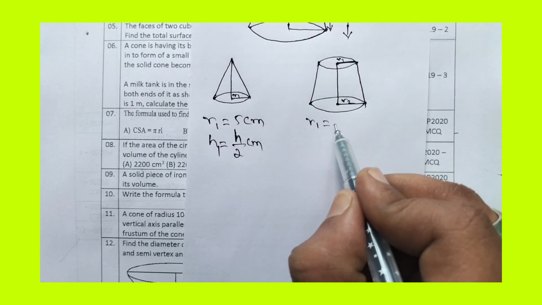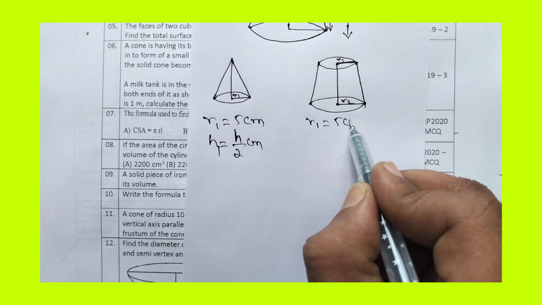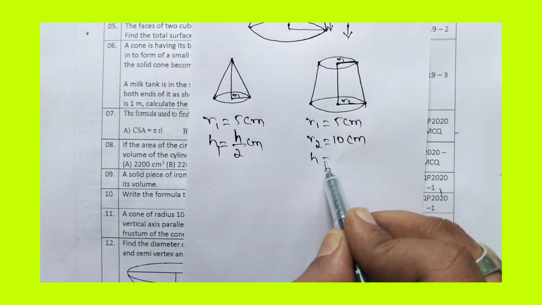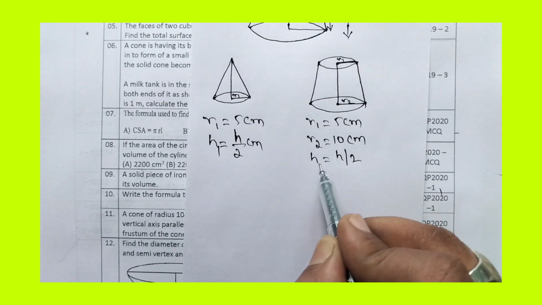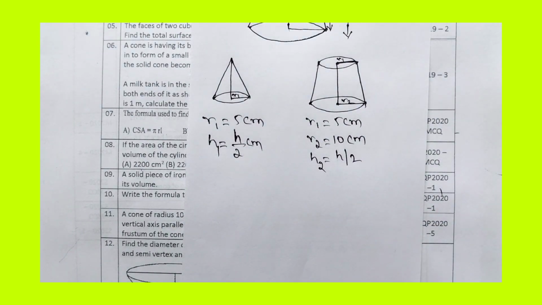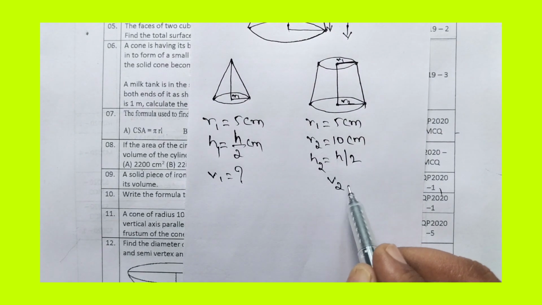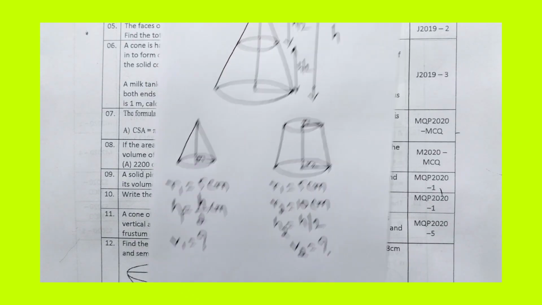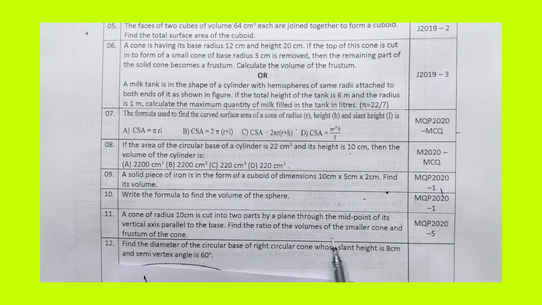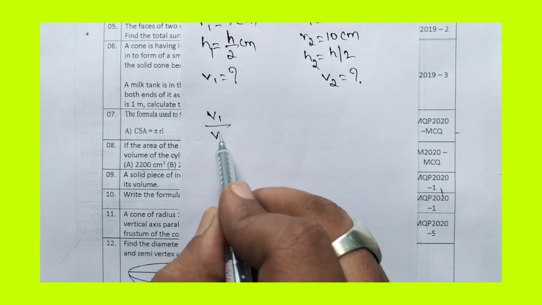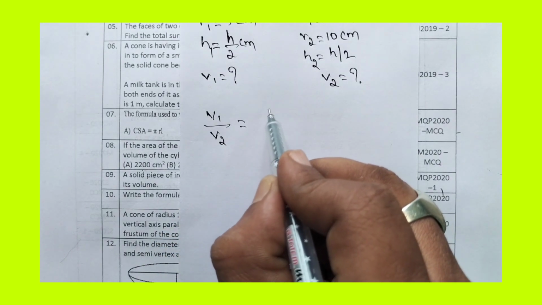ಸೊ R1 ಈಸ್ ಈಕ್ವಲ್ ಟು 5 ಸೆಂಟಿಮೀಟರ್, R2 ಈಸ್ ಈಕ್ವಲ್ ಟು 10 ಸೆಂಟಿಮೀಟರ್ ಆ್ಯಂಡ್ ಹೈಟ್ ಆಫ್ ದಿ ಫ್ರಸ್ಟಮ್ ಆಫ್ ದ ಕೋನ್ ಈಸ್ ಆಲ್ಸೋ H/2. ಇದನ್ನು H2 ಅಂತ ಕರೆಯೋಣ. H2 ಈಸ್ ಆಲ್ಸೋ H/2. ಈಗ ಇವೆರಡರ ವಾಲ್ಯೂಮ್ನ ನಾವು ಕಂಪೇರ್ ಮಾಡೋಣ. ಇದರ ವಾಲ್ಯೂಮು V1, ಇದರ ವಾಲ್ಯೂಮು V2. ಸೊ ಅವನೇನು ಕೇಳಿದ್ದಾನೆ ಕ್ವಶನ್ನಲ್ಲಿ, ಸೊ ಫೈಂಡ್ ದ ರೇಷಿಯೋ ಆಫ್ ದ ವಾಲ್ಯೂಮ್ ಆಫ್ ಸ್ಮಾಲರ್ ಕೋನ್ ಆ್ಯಂಡ್ ಫ್ರಸ್ಟಮ್ ಆಫ್ ದ ಕೋನ್ ಅಂತ ಕೇಳಿದ್ದಾನೆ.